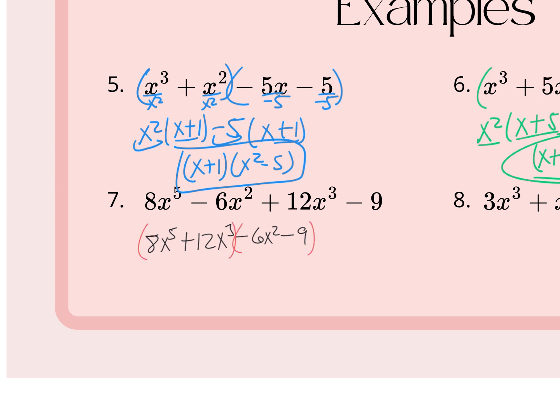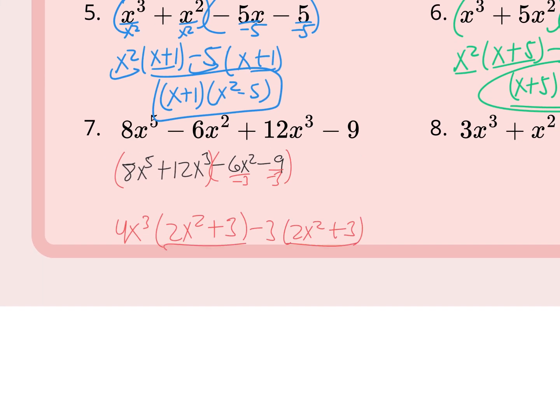Group the first two, group the second two. GCF of our first group, between 8 and 12, I can take out a 4. Between x to the 5th and x to the 3rd, I can take out an x to the 3rd. And I'm left with a 2x squared plus 3. And in our next group, I can take out a negative 3, right? Dividing everything by negative 3. We're left with a 2x squared plus 3. Our parentheses match, so that's going to show up once.